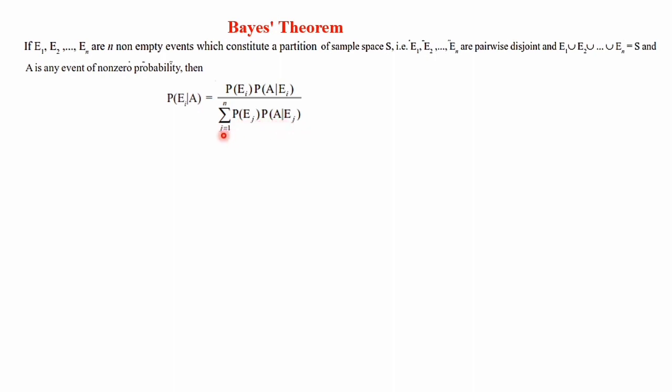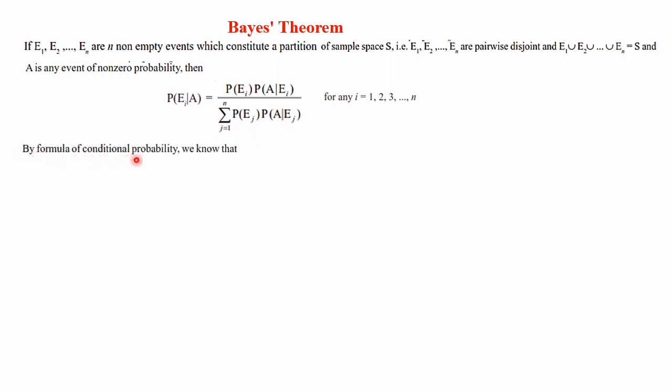Here in the denominator we are using j because we have already used i in the numerator. So P of Ei given A is equal to P of Ei into P of A given Ei divided by sigma j equal to 1 to n P of Ej into P of A given Ej. Remember, here E is a partition of sample space and A is an event having non-zero probability, for any i equal to 1, 2, 3, etc., n. Let's discuss how this formula is derived, not from the examination point of view but for understanding purpose; it is very useful for you.